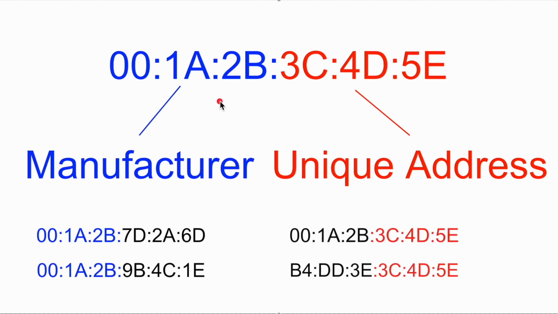Now, there's also a possibility that two devices can have the first three pairs be different, but have a similar or the same last three pairs. This would mean that, of course, these two devices are made by two different manufacturers. But even though both devices have the same last three pairs, it only signifies the uniqueness of the addresses within the manufacturer's range. It does not have any other attributes. That's it.